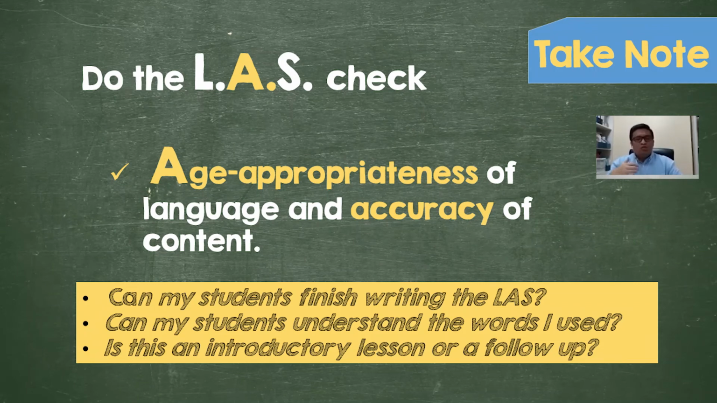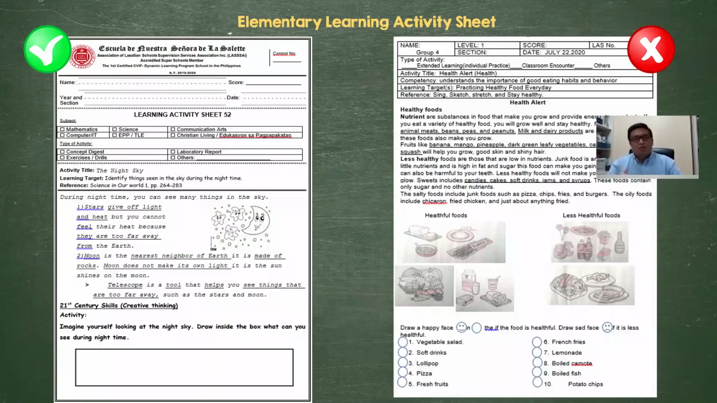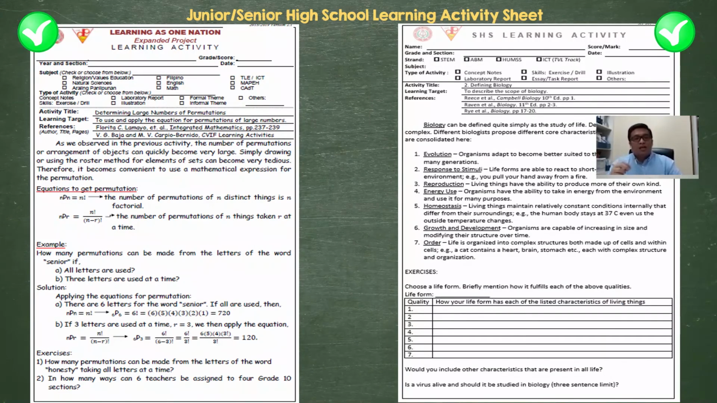So aside from looking at the look, second, we need to check if it is appropriate and accurate. So what do we mean by appropriate and accurate? First is, can my students finish writing this LAS? The LAS of a grade 1 pupil is very different from a grade 10 student. So we have to make sure that it is age appropriate. And most importantly, we have to make sure that we can verify the accuracy of our content.